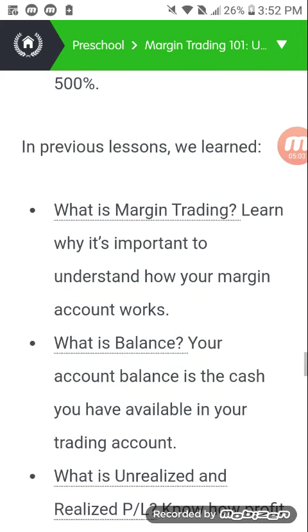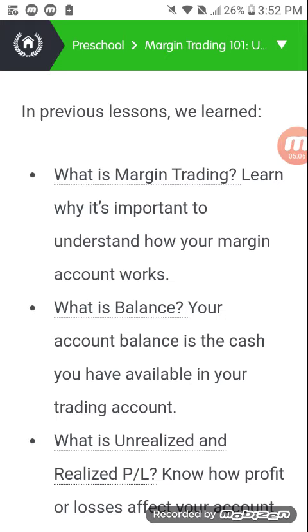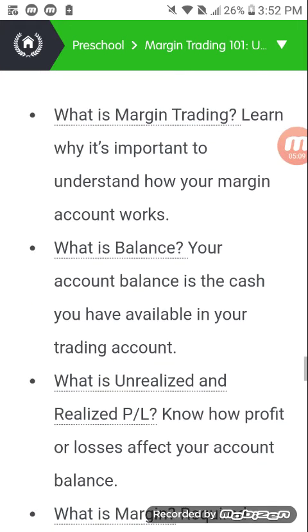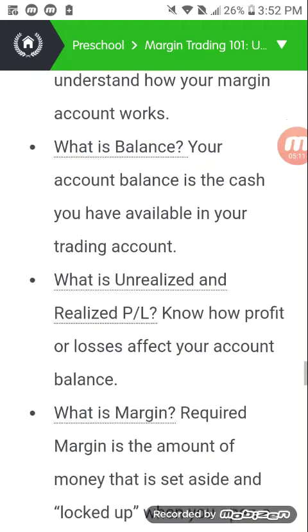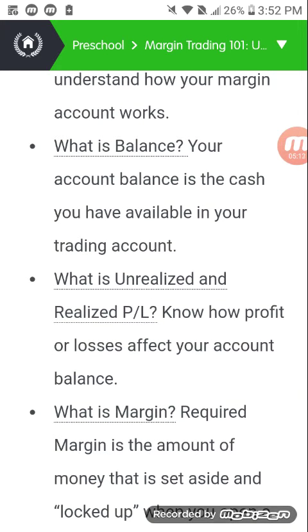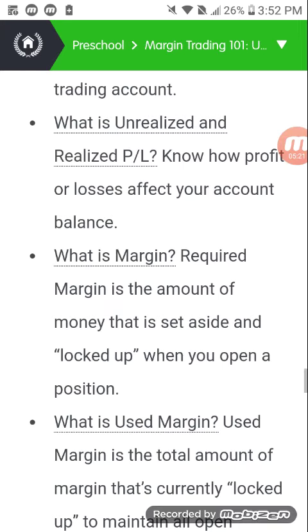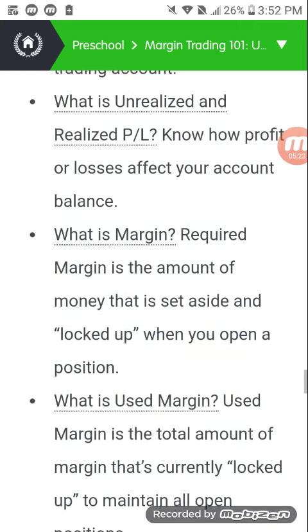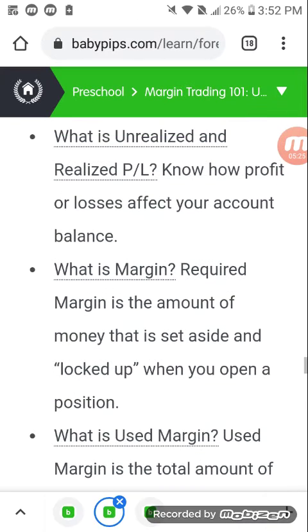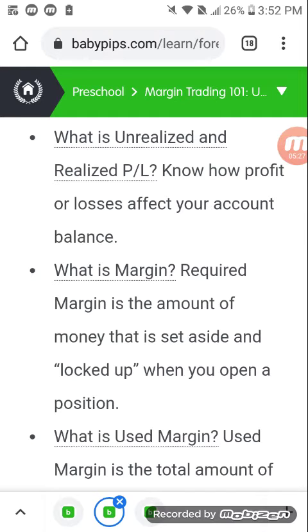In the previous lessons, we learned what margin trading is, and why it's so important to understand how the margin in your account works. What is your balance? Your account balance is the cash you have available in your trading account. What are your unrealized and realized profit/loss? They're the profits and losses that affect your balance.